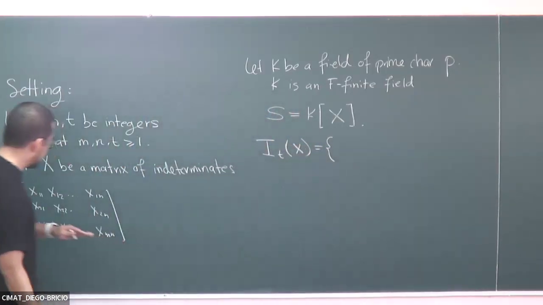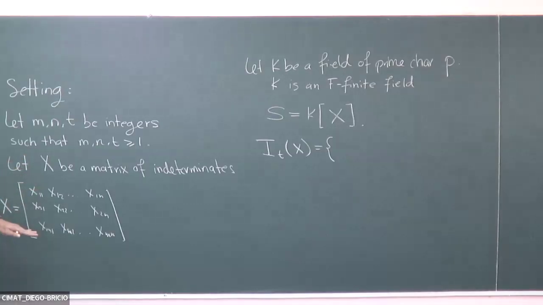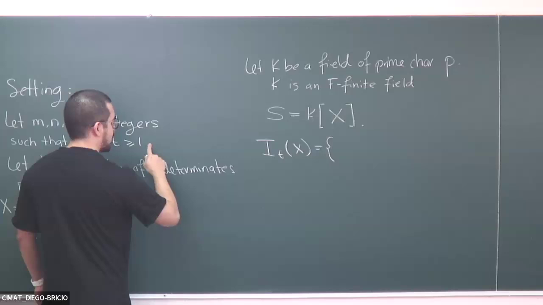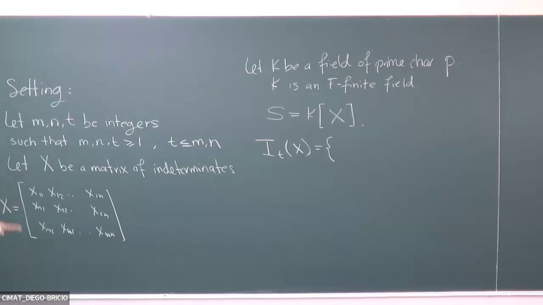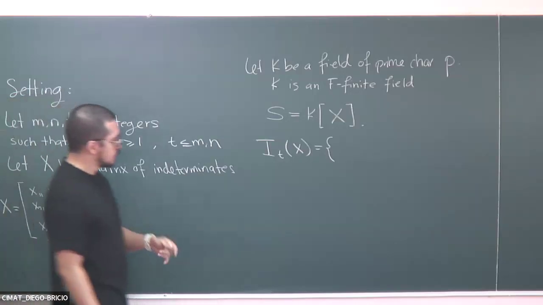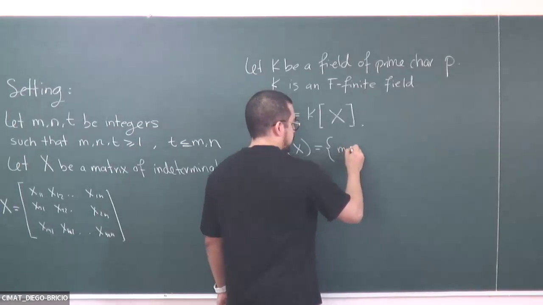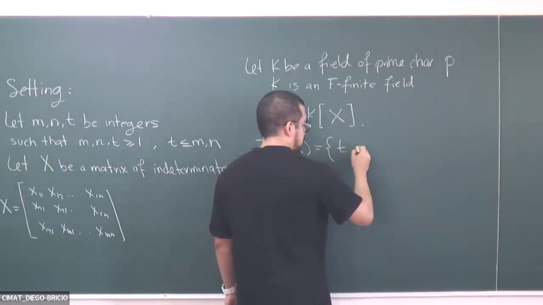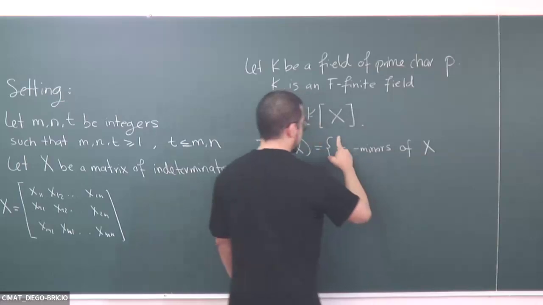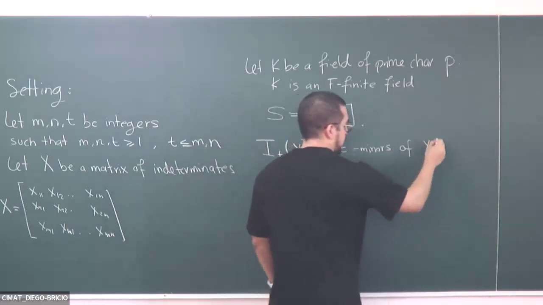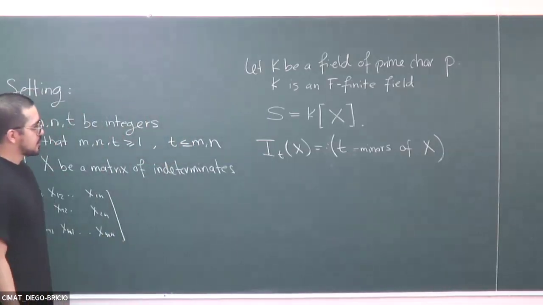So you're going to take t rows. For this, we need t to be less or equal than m and n. So you take t rows, you take t columns. That's going to give you a submatrix of the matrix of variables. That's a t by t matrix. So you can compute the determinant of that matrix. We're going to call that a minor of x. So this is the ideal generated by all the t minors of x, and that's the ideal generated by all of these elements.